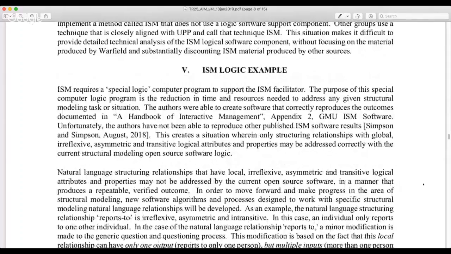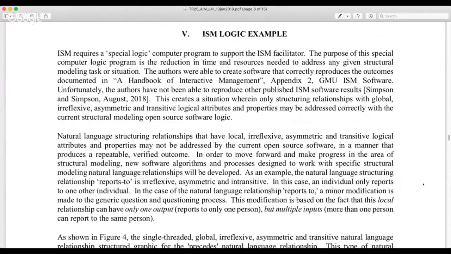And of course, the ISM logic example that we use here is the one in the Handbook of Interactive Management. We did our proof of concept software that was able to reproduce that. But what we found is that we weren't able to reproduce all of the many outcomes that were published in the literature. And so this was kind of concerning to us for a while. We thought about that.